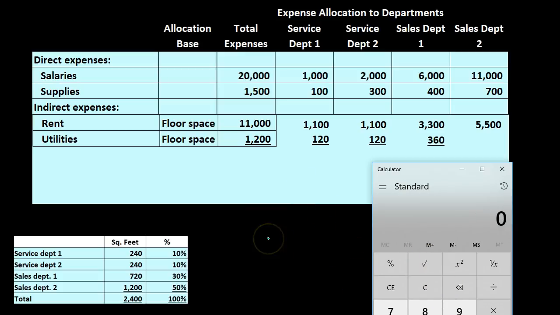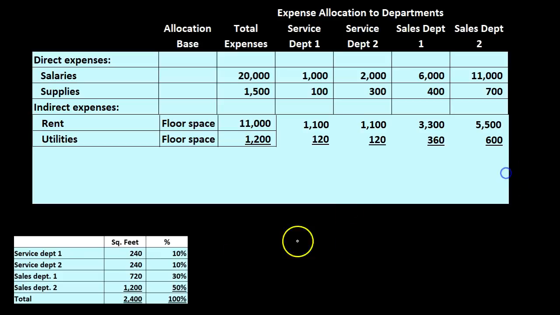If we take the 1,200 times 0.3, that's giving us the 360. And then of course, if we add up the first row, 1,100 plus 1,100 plus 3,300 plus 5,500, that's going to add up to the 11,000. So all we did was allocate these two items out in accordance with these percentages, not because the floor space has anything to do with the rent or the utilities per se, but because we think it's a relatively good activity base to use to allocate out the expenses of rent and utilities expense.